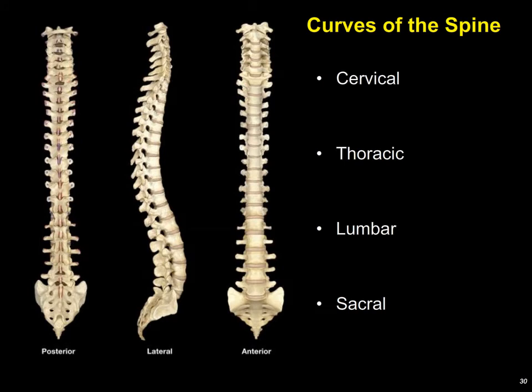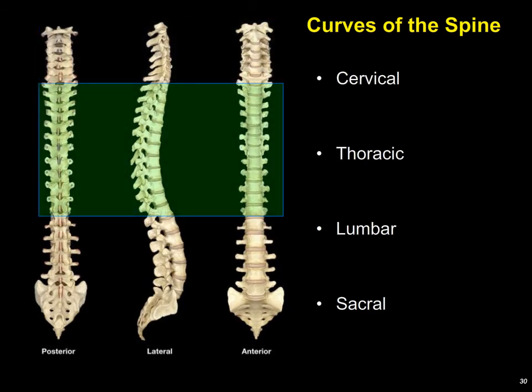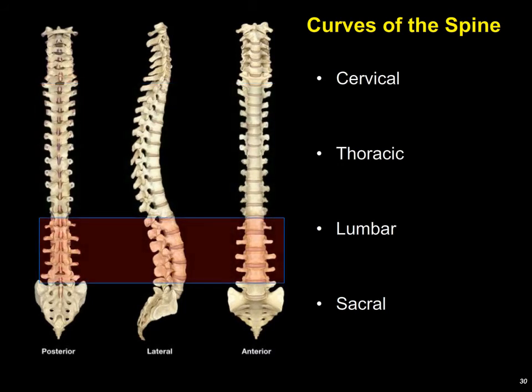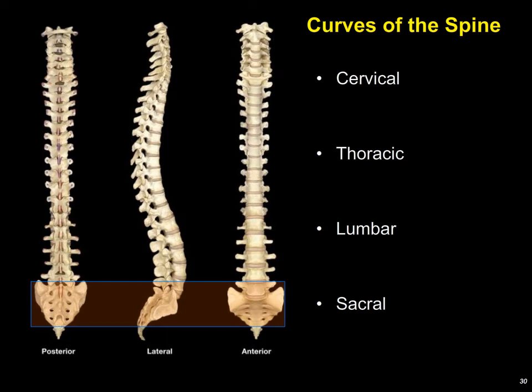So in summary, there are 5 groups of vertebrae that are divided into 4 curvatures. These include the cervical curvature, consisting of 7 vertebrae, the thoracic curvature, consisting of 12 vertebrae, the lumbar curvature, consisting of 5 vertebrae, and the sacral curvature, consisting of 5 fused vertebrae.